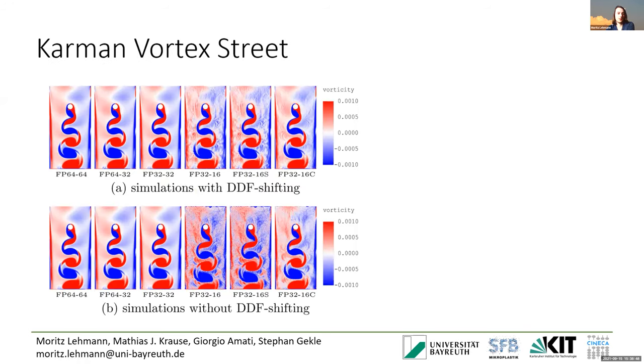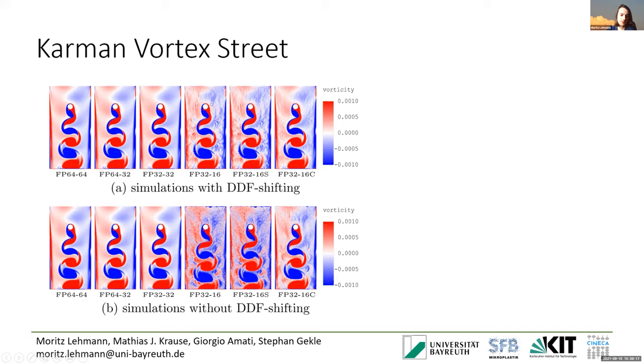So another setup, this is the Karman vortex street. Just a cylinder in 2D flow, and for the right Reynolds number, I think this is Reynolds 250, it does this beautiful vortex street with regular vortices. This is after 100,000 time steps. And 32-bit floating point and everything better, it just looks the same.